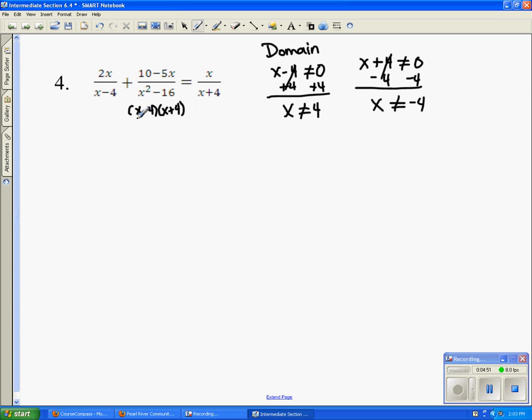So now all of these have been used in my denominator. So here's my two restrictions in my domain. Now I'm going to solve it. I'm going to find the least common denominator, which if you see is the factored form of this. I'm going to use the factored form to multiply everything by x minus 4, x plus 4. So I'm going to do that for all of them.